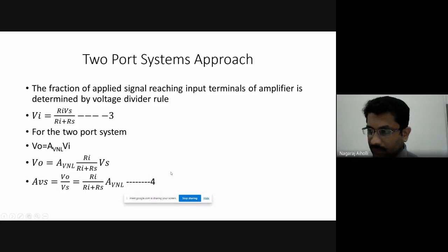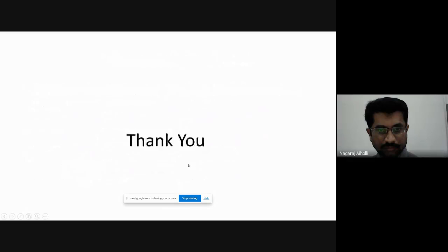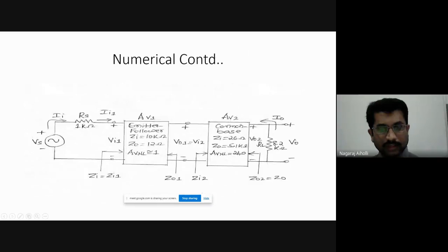Now we have to find what Ri and Rs are. Ri for this will be the input resistance of the entire two-stage system. It is nothing but Zi1. We are finding it for the two stages. The input resistance is nothing but Zi1. Here you can see that Ri is nothing but Zi1. This portion, Zi1, the input impedance, is nothing but our Ri.